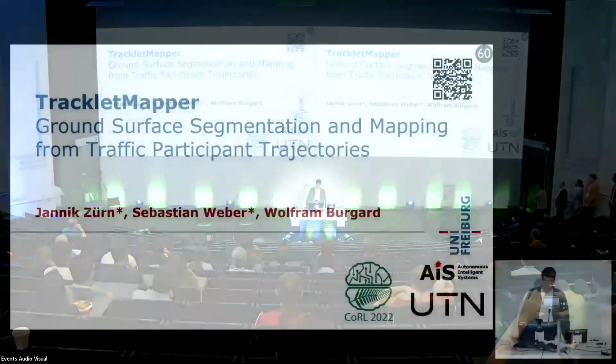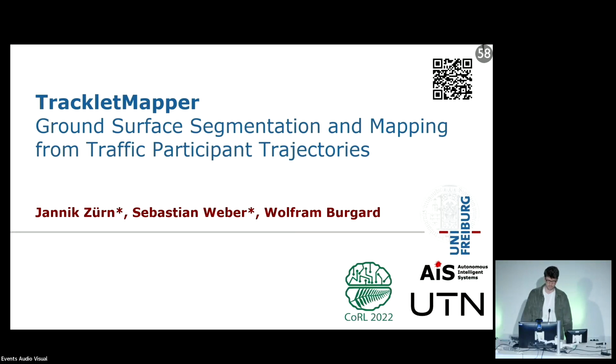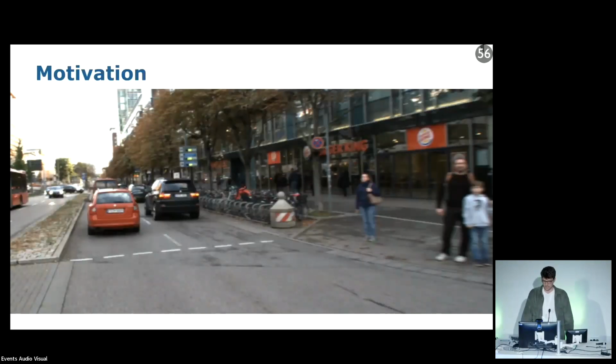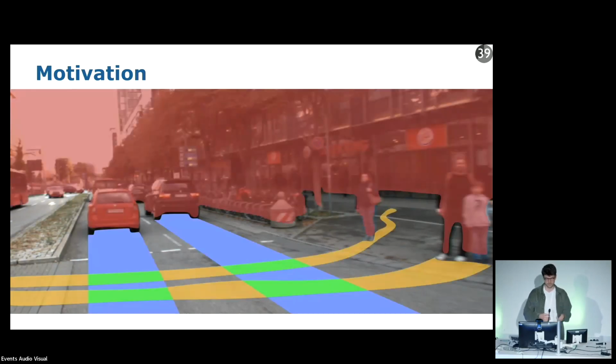Hi, everyone. My name is Yannick, and I'm happy to share our work, Tracklet Mapper. Robustly classifying urban ground infrastructure such as roads and sidewalks is a highly challenging task. It is usually solved by training large-scale semantic segmentation models on human annotated data. However, in this work, we propose a different idea.